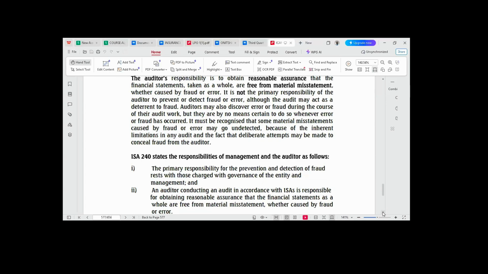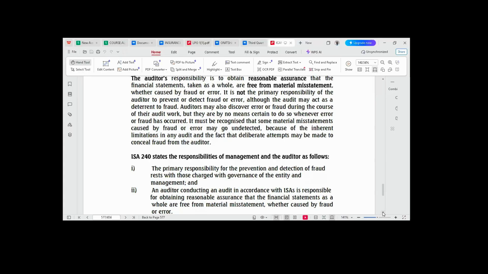However, in the course of performing his audit, he must also try to ensure that he detects fraud. But he is not responsible for the prevention and detection of fraud. Rather, it is the management that are responsible for the prevention and detection of what? Of fraud. Okay, that's the first one.